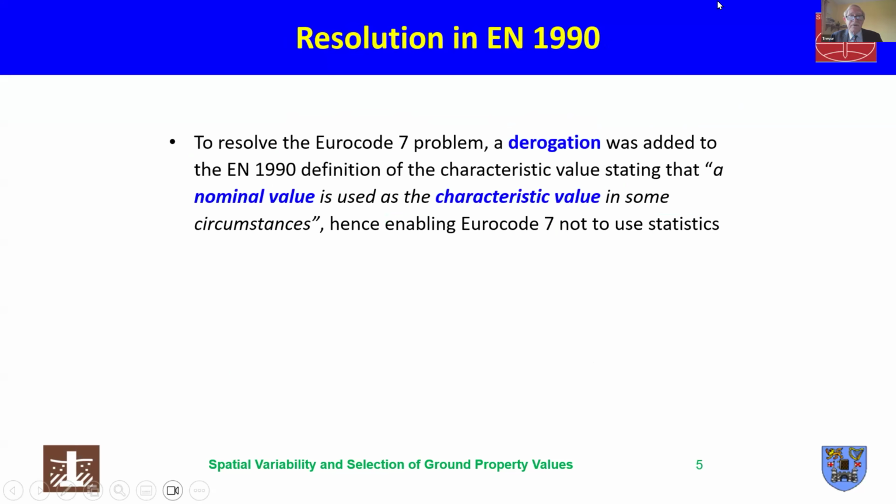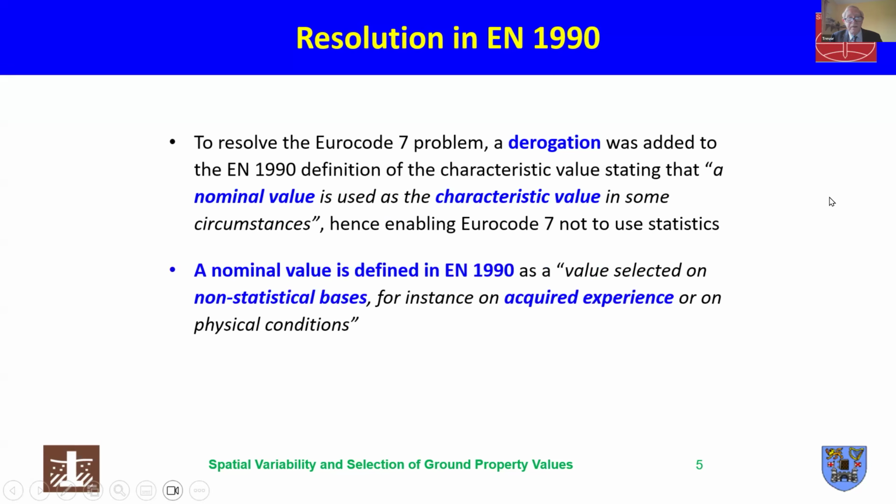So to resolve this Eurocode 7 problem, a derogation was added to the EN 1990 definition of the characteristic value, stating that a nominal value is used as the characteristic value in some circumstances. And this enabled Eurocode 7 not to use statistics in their definition. And a nominal value was defined in EN 1990 as a value selected on non-statistical bases, for instance, on acquired experience or on physical conditions.